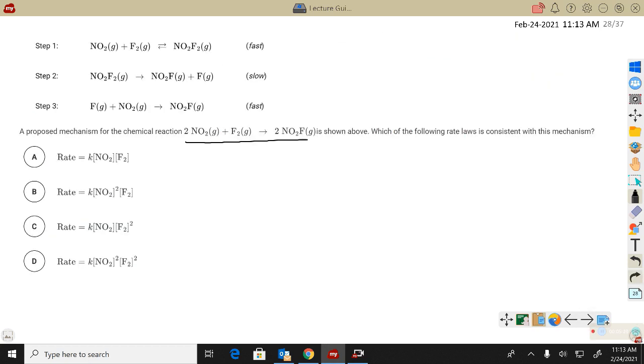Now, we will never have to say which mechanism is best. We would just be asked which mechanism is acceptable. And so here might be 3 acceptable mechanisms for the same reaction. Now, what's a little bit different about this one is that in step 1, you've got a double-sided arrow.